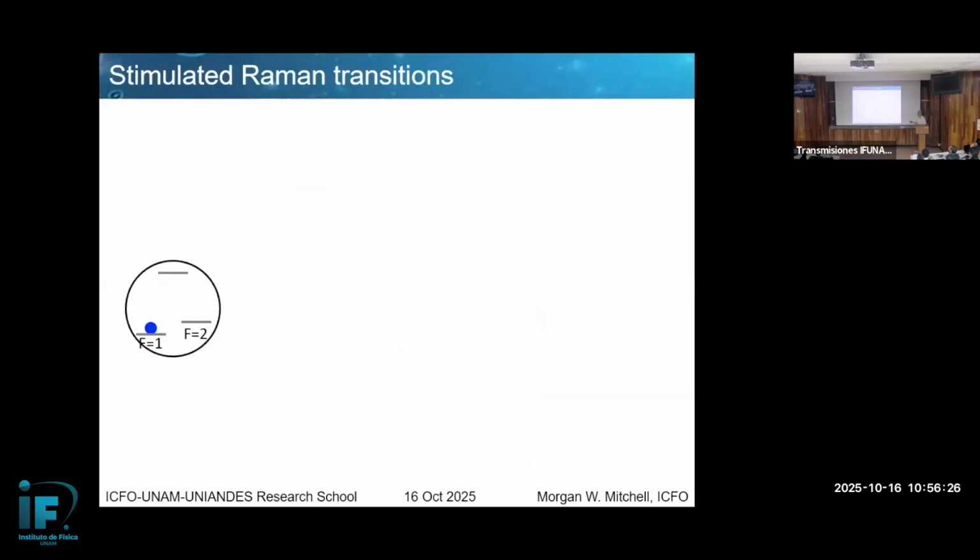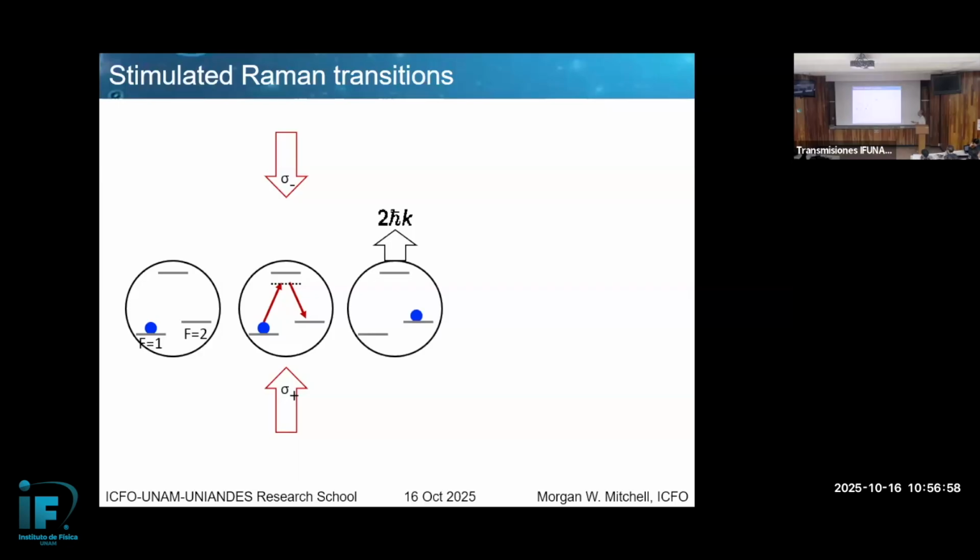Okay, so now imagine that we have an atom that's in one of these states, and we hit it with lasers, one of which is sigma plus polarized, so it can drive this upward transition, and one of which is sigma minus polarized. It could drive this transition. But since the atom started here, the atom will make an upward transition, and then it will make a downward transition here, stimulated by this laser. Okay, so when that happens, the atom is going to get a recoil of 2 h bar k, one from absorbing and one from emitting in the opposite direction.